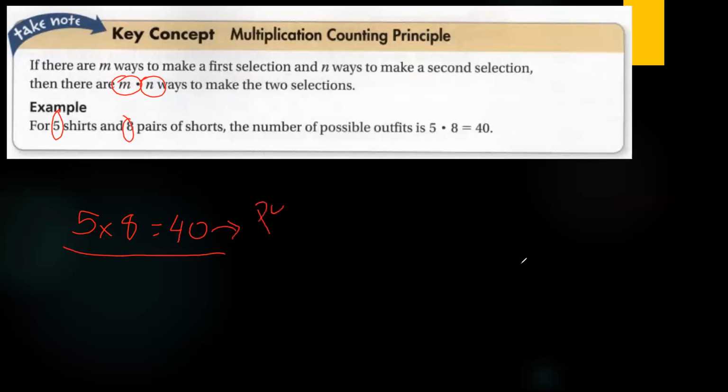This is what we call the multiplication counting method, or multiplication counting principle. One way is the tree diagram: if I want to see the number of choices, I can count the number of branches, or I can use the multiplication counting principle, which is easier for me. I just see how many shirts she has and how many pants she has, and multiply the numbers to get how many possible outfits she could wear in the day.